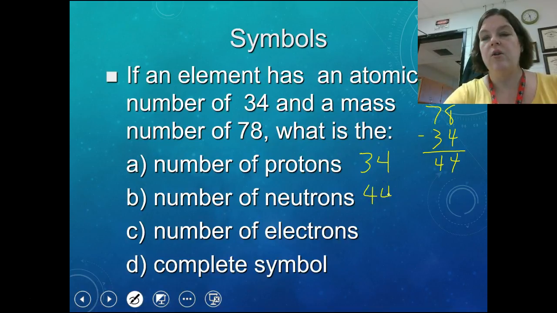Now these two numbers should add up to be 78. Number of electrons, well, they're always the same as the protons because it's an atom, so 34, sorry. So that's 34 electrons. What is the complete symbol?